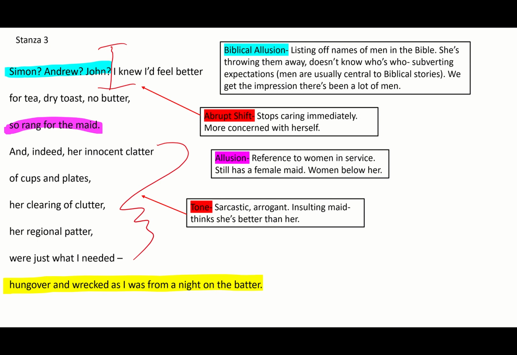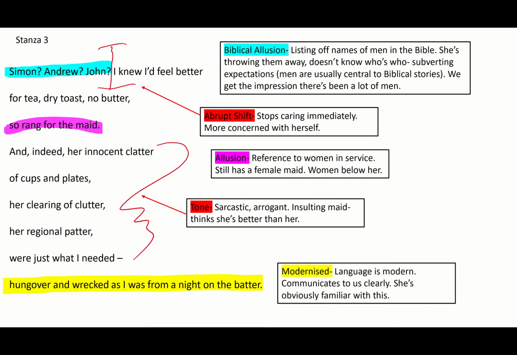So we need to be careful that we don't judge her unequally with how we would judge a male character. And she says, "hungover and wrecked as I was from a night on the batter," which is very much modernized language, right? They did not say hungover in biblical times. So the language is modern there, batter meaning alcohol. So it's communicating very clearly to us as modern readers.